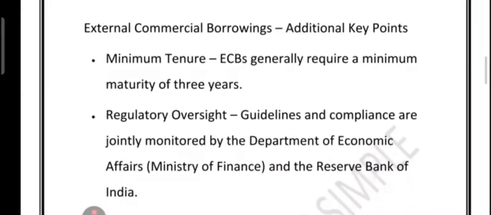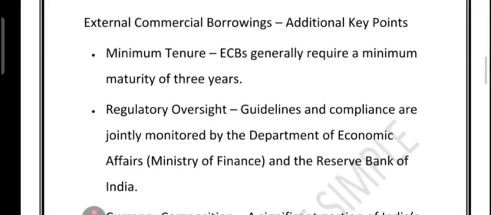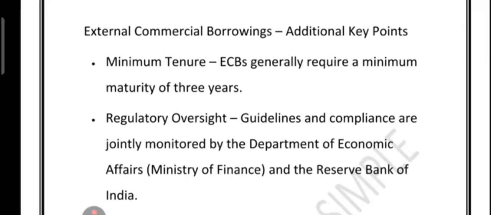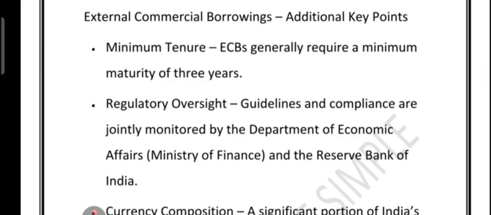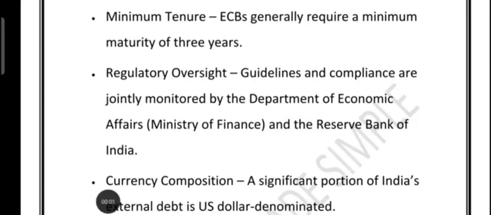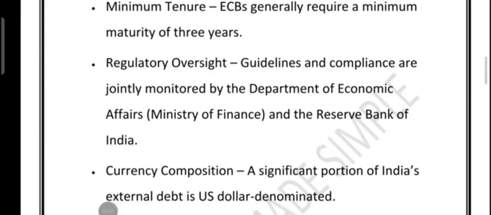Some more points about ECB let's talk about. ECB usually comes with a minimum maturity of 3 years. That means you can't just borrow and repay in a few months. They are meant for medium to long-term funding. Second point is that it is not just the RBI that monitors ECB. The Department of Economic Affairs, or we call it DEA, in the Ministry of Finance, works together with the RBI to make sure that all the rules are being followed. And third point, the conclusion is that ECBs are long-term borrowing, closely monitored by both RBI and the Ministry of Finance, and most of them are linked to the US dollar.